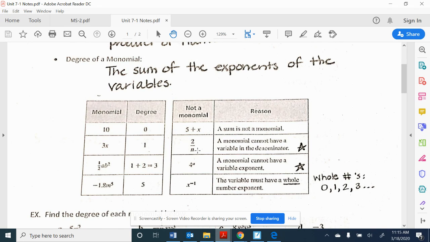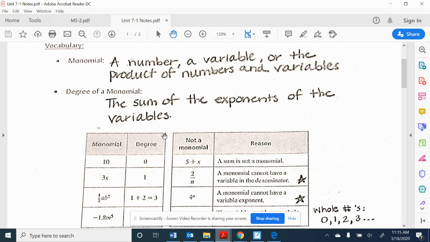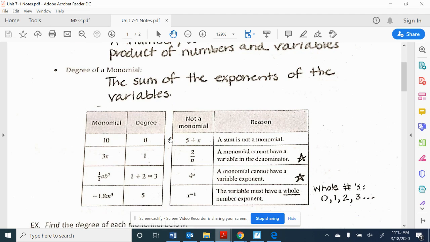2 over n, that's not a monomial because a monomial cannot have a variable in a denominator. 4 to the a. No, I can't have a variable as an exponent, so that's why this is not a monomial. x to the negative first. That's not a monomial because the variables must have exponents that are non-negative. So whole numbers are okay, 0, 1, 2, 3, 4, all the way up. That's fine, but no negative exponents. Okay, so a monomial is a number and a variable, or the product of numbers and variables, and the degree of a monomial is the sum of the exponents of the variables.